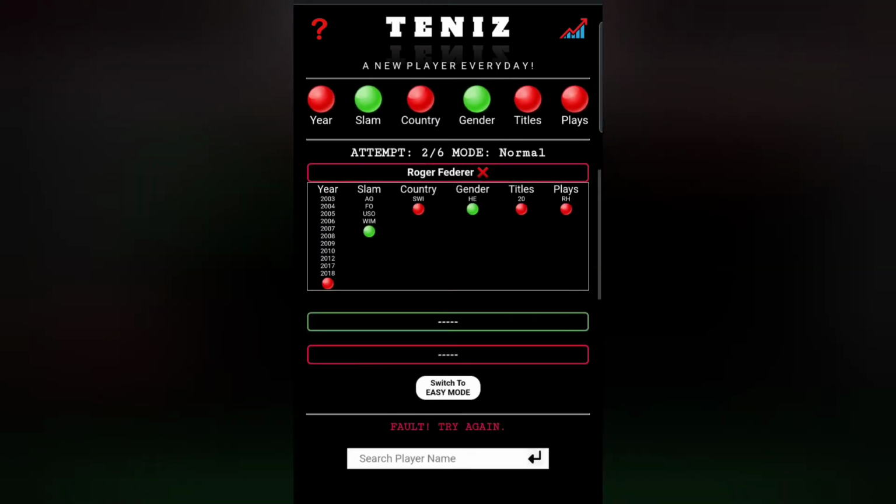Now, what we see is the tennis balls behind which the clues were supposed to be hidden. They're still hidden, but it gives you a pattern of how the player that you entered, Roger Federer, now fares against the mystery player. So you can see red means that there is no match. And when I say red, you can see the years that Federer has won a Grand Slam in. It starts from 2003 when he won his first Wimbledon, and then goes all the way to 2018, which was his last win at the Australian Open.